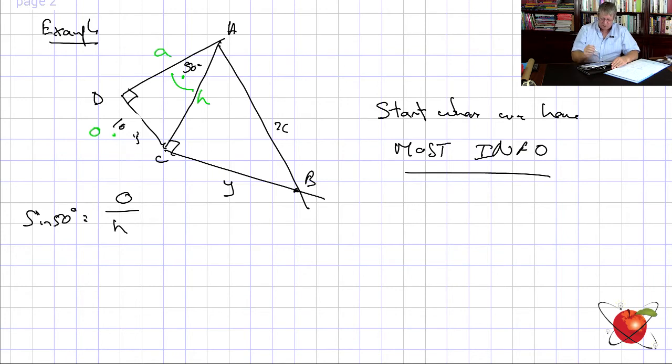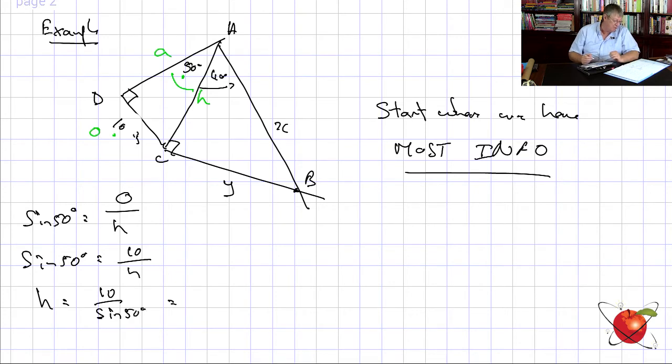Great. Of course, you could have gone, right, this one is 40 degrees. I haven't put it in yet, but there we go. So sine of this angle is opposite over hypotenuse. So therefore, sine of 50 degrees, opposite is 10 over h. Cross multiply and you end up with h equal to 10 over sine of 50 degrees, which is going to be equal to 11.55. And then I put that in, 11.55 centimeters.